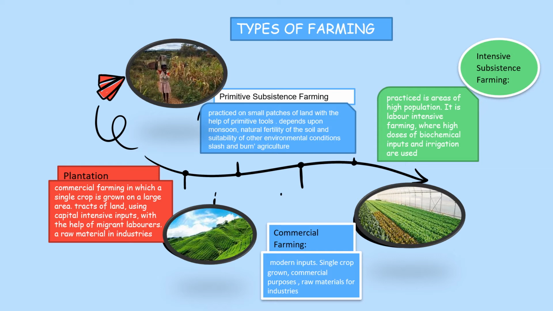The last one is plantation. This is also another type of commercial farming in which a single crop is grown but on a large area. The plantation owners use the latest tractors, capital intensive inputs and migrant laborers to work in their plantations. The crop which is grown is also a raw material for industries.